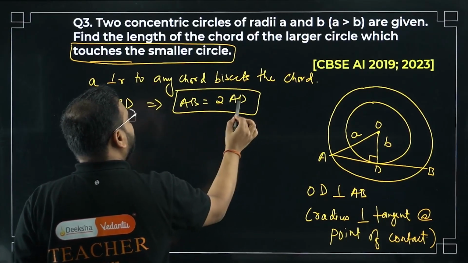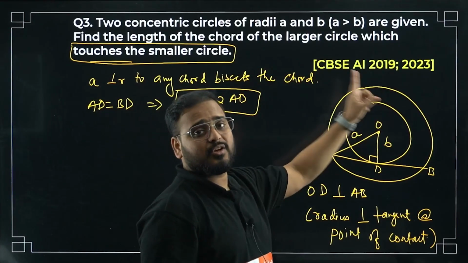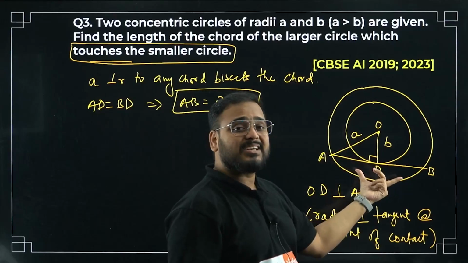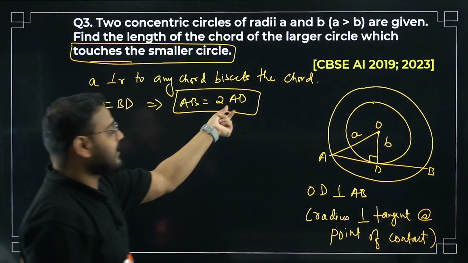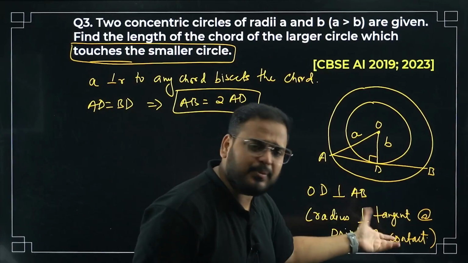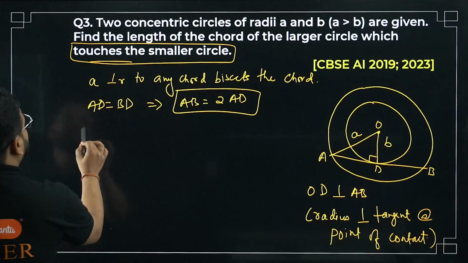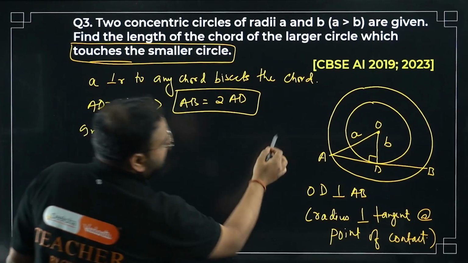And what are we looking for? We are looking for this length AB only, no? The length of the chord of the larger circle. So AB is that particular chord. If I find AD, I'll get AB by multiplying it by 2. Can I find AD? Simple, sir. From the Pythagoras theorem. So let's find AD in triangle ADO.